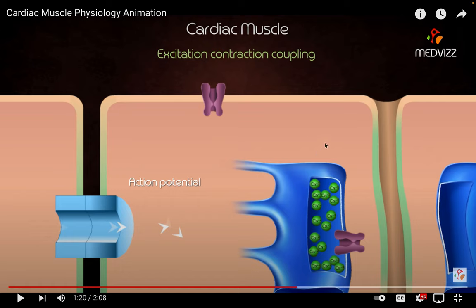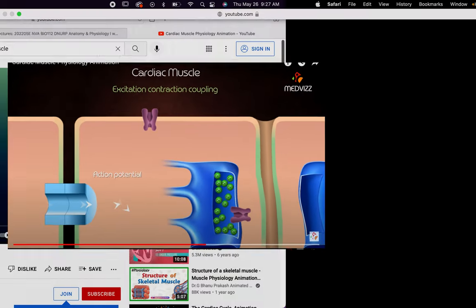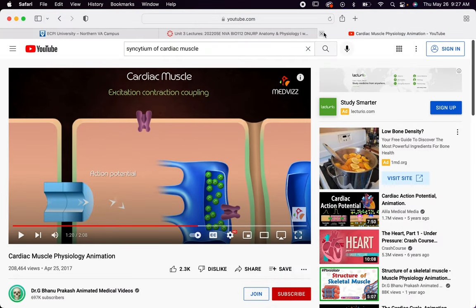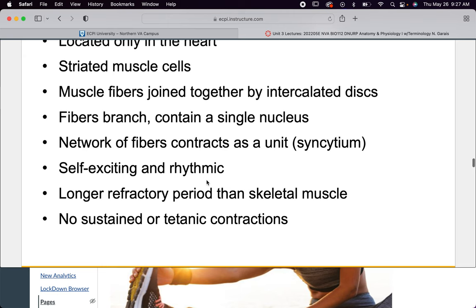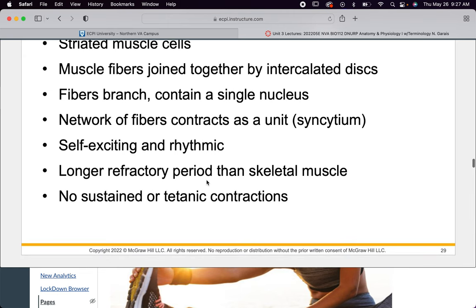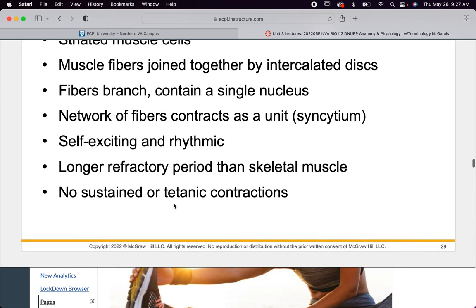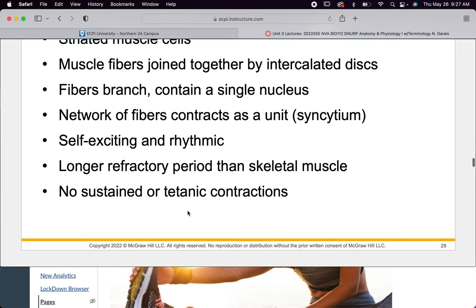And also you got a nice little video on how exactly your calcium moves in and out of your cells. Okay? And they don't have tetanic contractions. They can't.